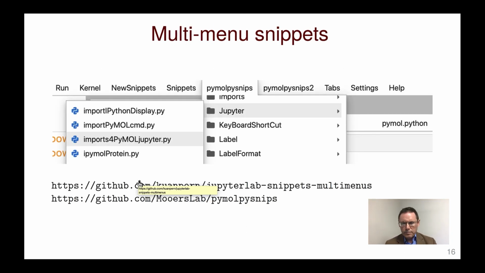So in order to run PyMOL on a Jupyter Notebook, I'm going to use JupyterLab, the JupyterLab multi-snippets extension for JupyterLab. I included this snippet library called PyMOL pysnips, which has the PyMOL code rewritten in Python, because at present you can't send the PyMOL macro language code from Jupyter Notebook to PyMOL.